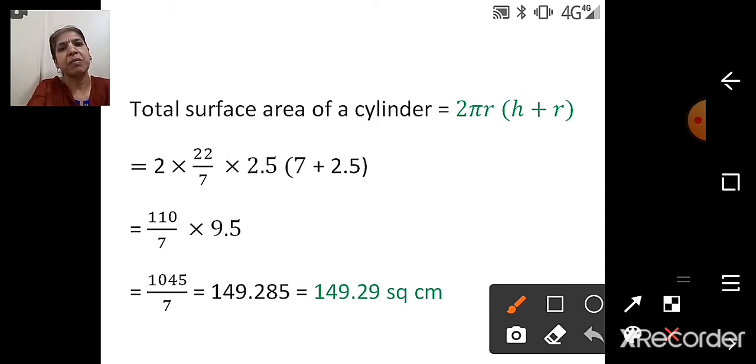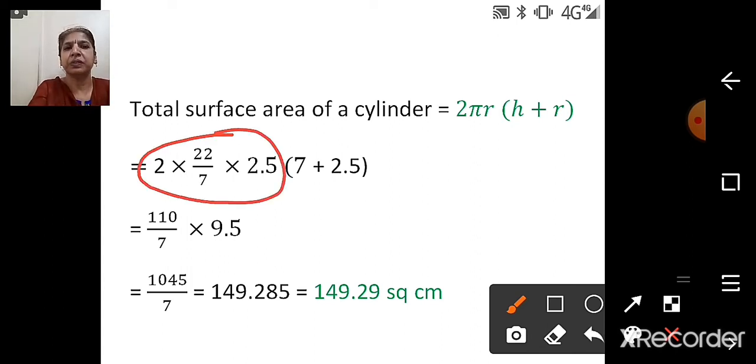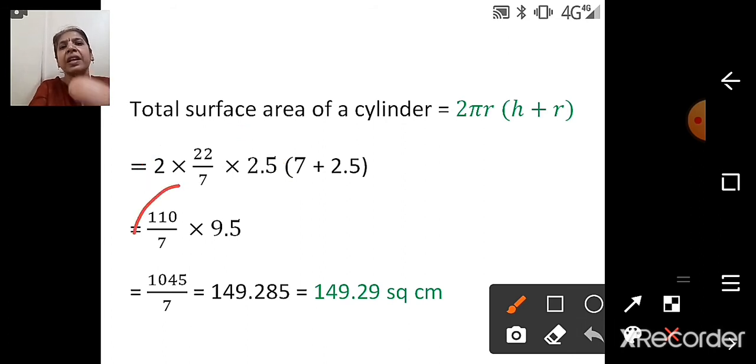Then yes, Bodmer's rule we will do, right? And children, now this part is also solved and shown, and we have seen in the previous calculation, right? That is, you will multiply 2 with 2.5, you will get 5. That you multiply with 22, so you will get 110 upon 7, right? And then this bracket part, 7 plus 2.5, and you should be now able to add.